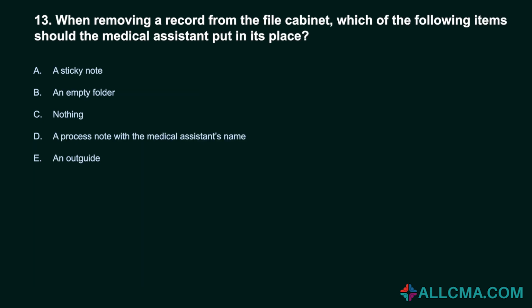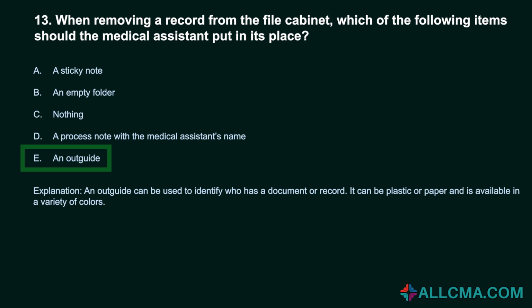13. When removing a record from the file cabinet, which of the following items should the medical assistant put in its place? A. A sticky note. B. An empty folder. C. Nothing. D. A process note with the medical assistant's name. E. An out guide. Correct answer, E. An out guide. An out guide can be used to identify who has a document or record. It can be plastic or paper and is available in a variety of colors.